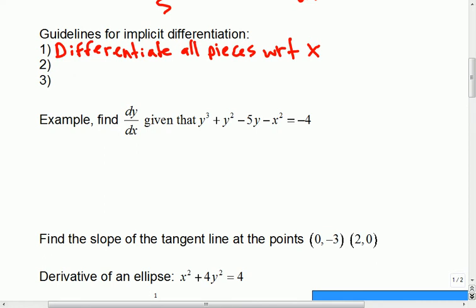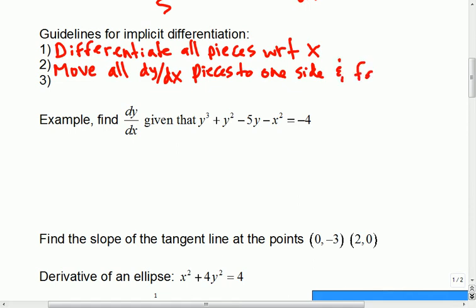And the next thing that we're going to do is move all the pieces that have a dy dx to one side of the equation and factor them. So this step may sound strange, but when you see us actually do it, it'll make more sense. So move all dy dx pieces to one side and factor, so that we can solve for dy by dx. Okay, so here's a curve that I've given you, and it's defined implicitly.